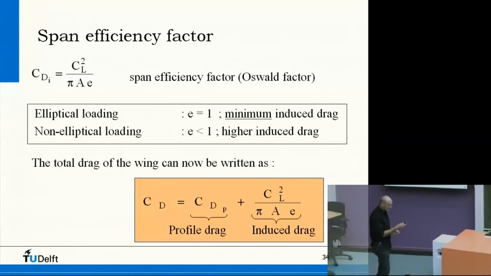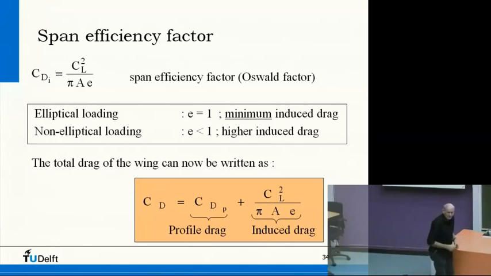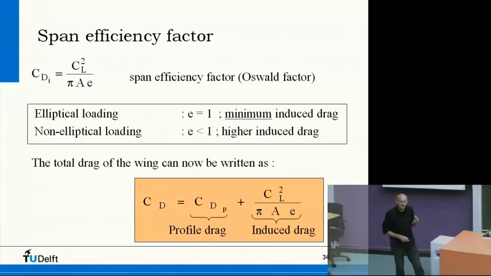If we look at the total drag of a wing, then it's not only the profile drag, and profile drag consists of pressure drag and friction drag. It's not only the profile drag, but it is also the induced drag as a result of the fact that it's not an infinite wing.